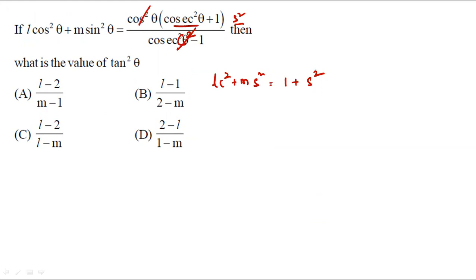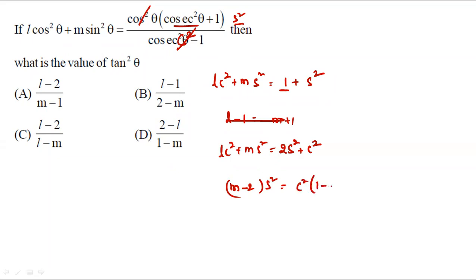Is that clear? Okay. So what you can do is bring this 1 here and s there. So you can take L minus 1 is equal to m plus 1. Or else you can take it as L c square plus m s square, which is s square plus c square, s square. So it becomes 2s square plus c square. Is that clear? So s square and c square you take common. So m minus 2 into s square is equal to c square into 1 minus L.